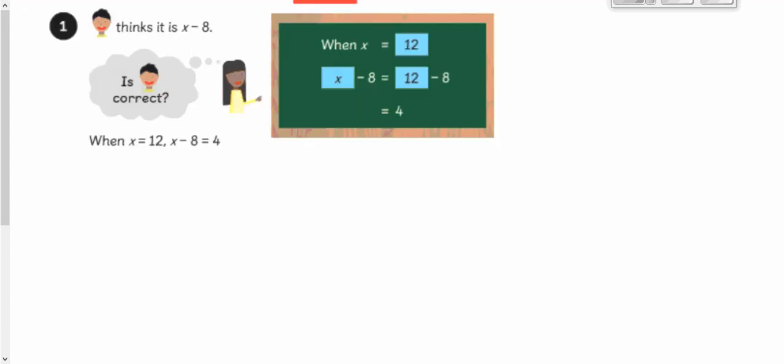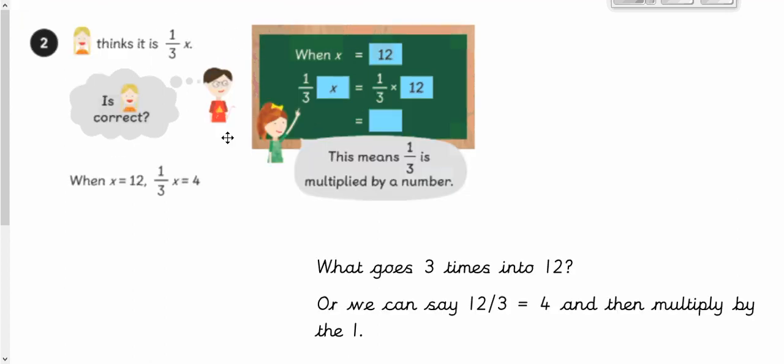So that works. But is that the only way? Probably not. But that is a way that works. So the algebraic expression could be x take 8.